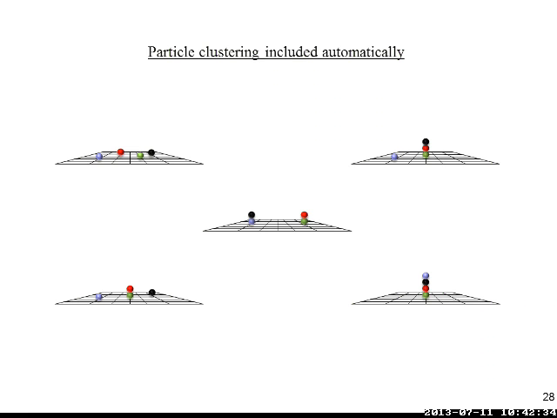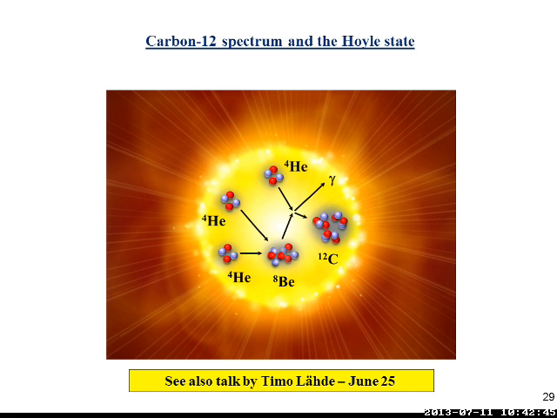Knowing that fact, we directly went towards systems where we thought there would be clustering, and where the other methods would have more difficulty seeing these things. And so we took a look at the carbon 12 spectrum and the Hoyle state.